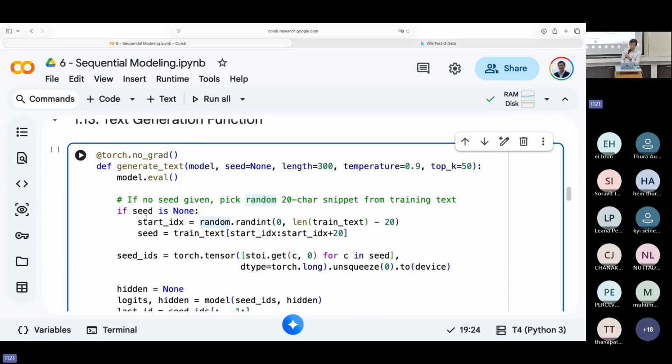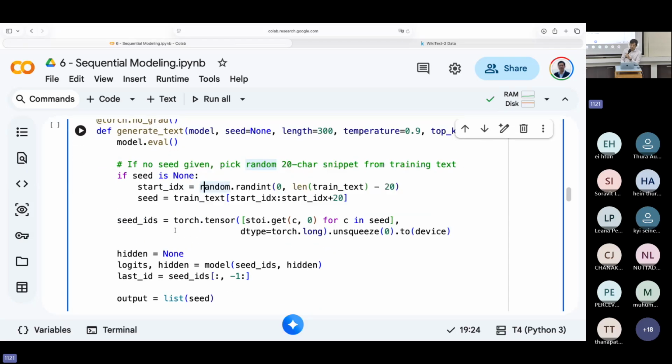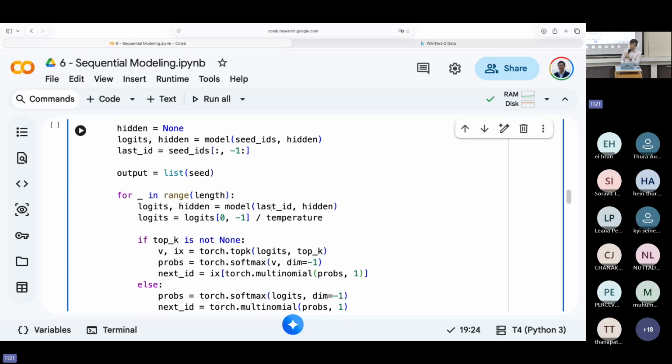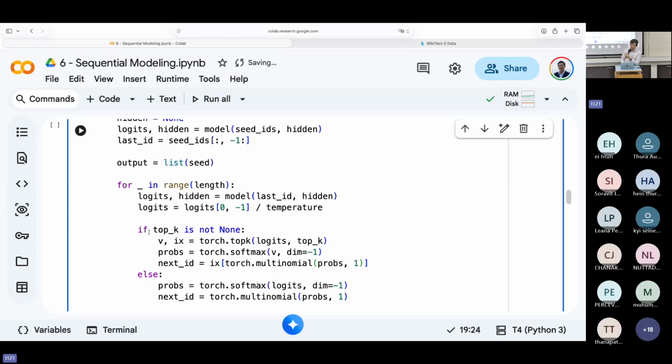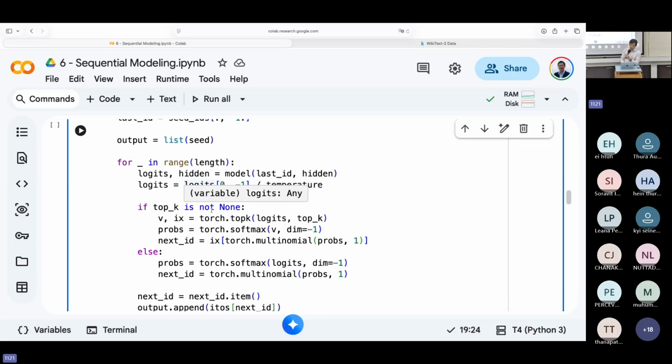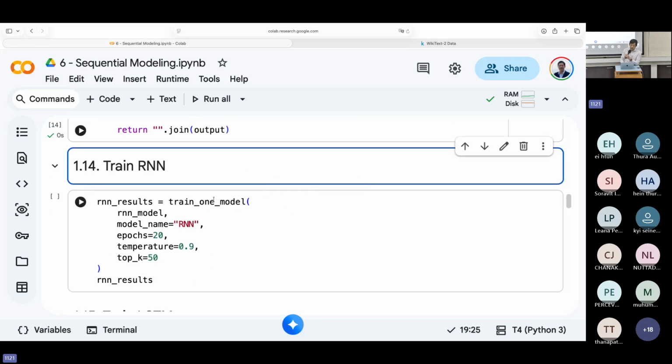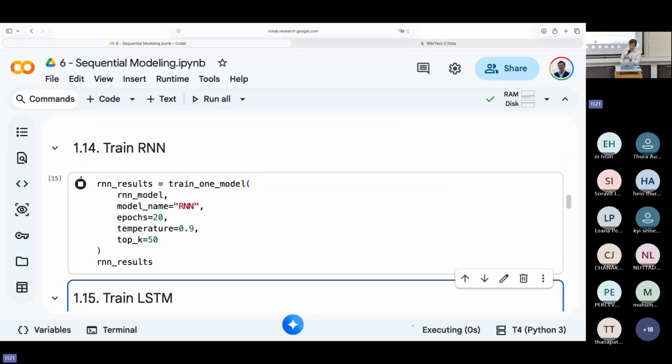And this function is to generate text by sampling from the model. What it does is move forward with the last ID and the hidden state to get the new hidden state and the logit. From the logit we sample to get the token, convert it into the item, move the next ID to last ID, and repeat the loop to get the prediction. This is how it's done, predicting one token at a time, then joining them together as output. And here is the training: just train the model and see the result. It will take a while, quite slow here.